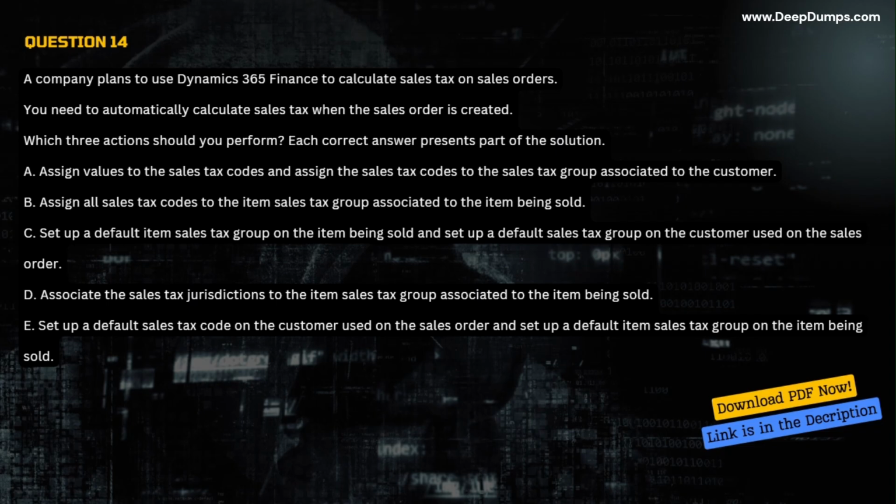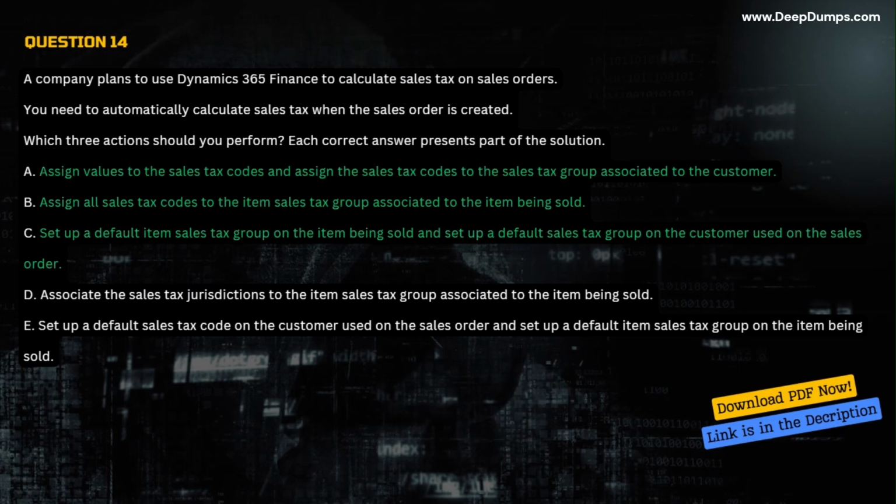to the customer. B. Assign all sales tax codes to the item sales tax group associated to the item being sold. C. Set up a default item sales tax group on the item being sold and set up a default sales tax group on the customer used on the sales order. D. Associate the sales tax jurisdictions to the item sales tax group associated to the item being sold. E. Set up a default sales tax code on the customer used on the sales order and set up a default item sales tax group on the item being sold.